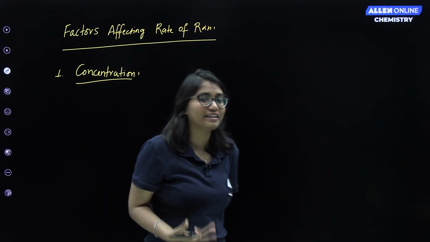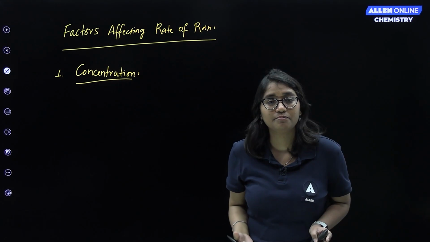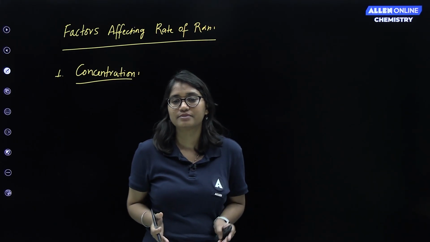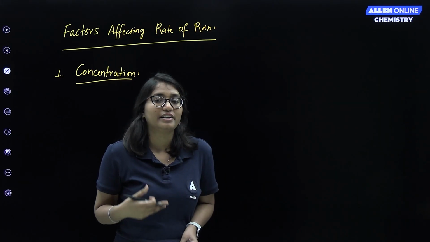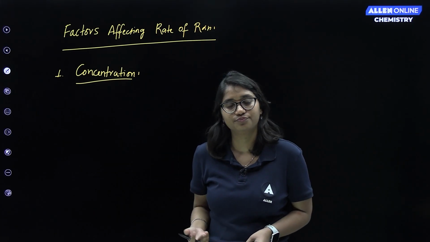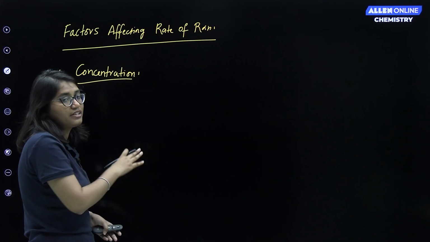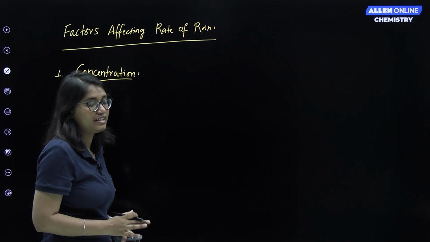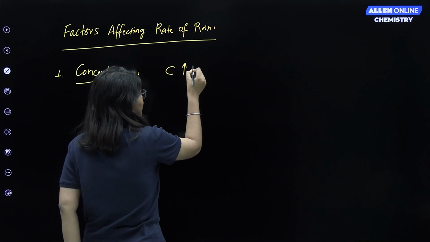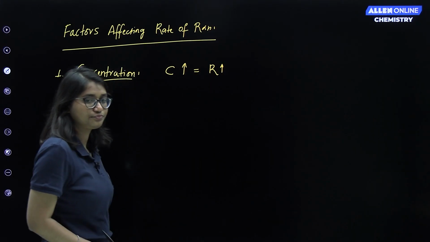If concentration is increasing, what does that mean? It means that more particles are present per unit volume. This will ultimately lead to more collisions, and that will lead to a faster reaction. So if reactant concentration is increasing, then rate will also increase.